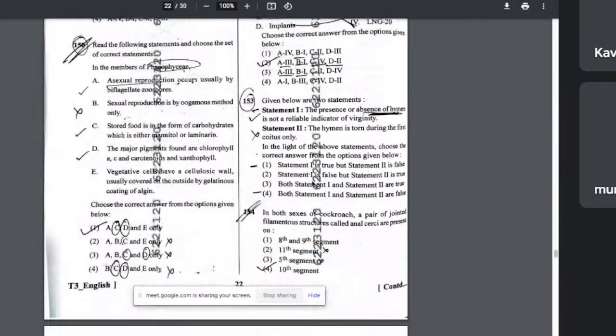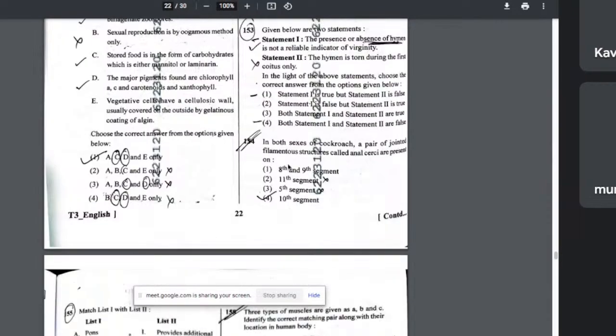Looking at this 153rd question, the presence or absence of hymen is not a reliable indicator of virginity. That is true. Whether the hymen is present or not, it is in no way connected with virginity. The statement that the hymen is torn during the first coitus is wrong. It could be torn during heavy exercises, cycling kind of activities. Those activities can also tear it. So statement 2 is wrong, statement 1 is correct. Statement 1 is true and statement 2 is false is in option 1. So the option for 153 is 1.